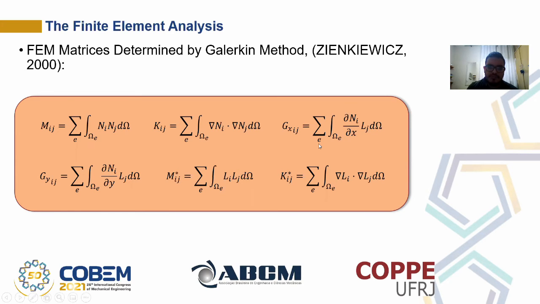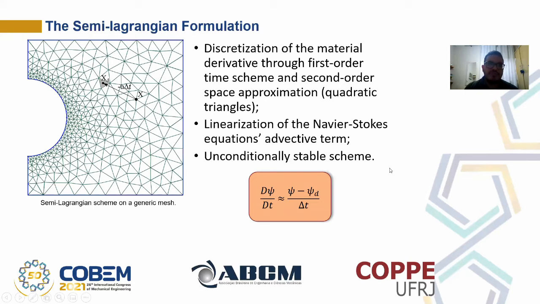Finally, we'll have the semi-Lagrangian formulation, which is the discretization of the material derivative through a first order time scheme. We already have the second order space approximation for the quadratic triangles. And this is an unconditionally stable scheme. So here you have psi, which can either be U or temperature, for example. And the D subscript is respective for the value of that variable on the previous time step at the place where that particle actually occupied.